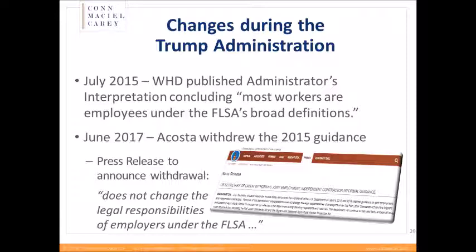and this interpretation created the presumption that workers should generally be classified as employees. However, in June 2017, current Secretary of Labor Alex Acosta withdrew this interpretation, and in the press release that discussed this withdrawal, it explained that withdrawing the letter did not change the employer's legal obligations under the Fair Labor Standards Act, but the decision to withdraw the letter does indicate a potentially narrower interpretation of terms like employ and employee in this context. But we haven't seen any sort of follow-up guidance as a response.